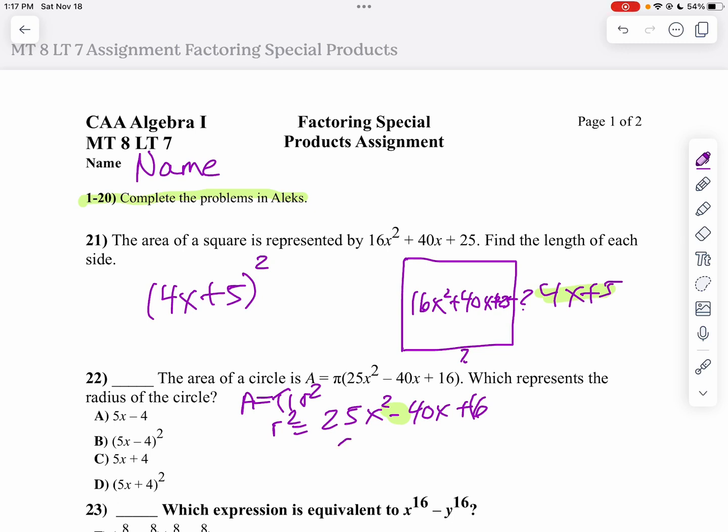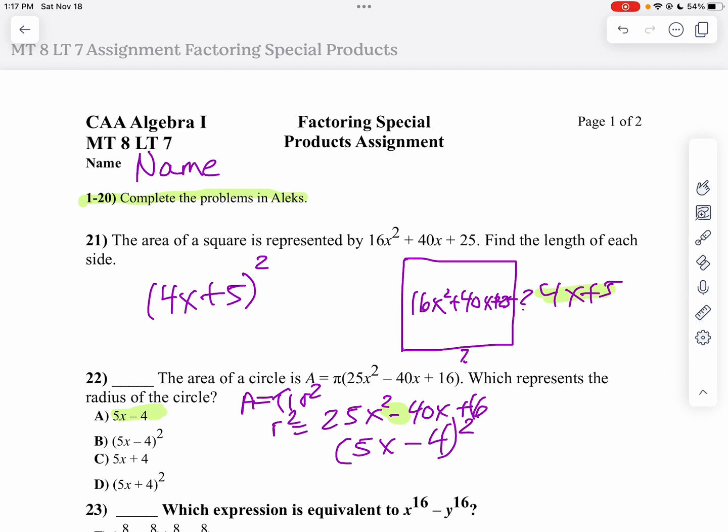That's going to factor to 5x minus, and the square root of 16 is 4. So we get 5x minus 4 squared, which means each side is 5x minus 4. Notice the choice is 5x minus 4 squared, but that's r squared. So I just want one of the factors, which is 5x minus 4.